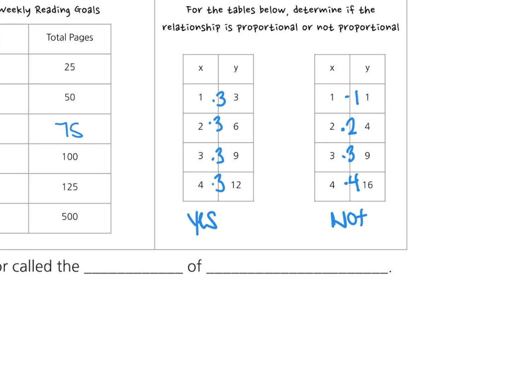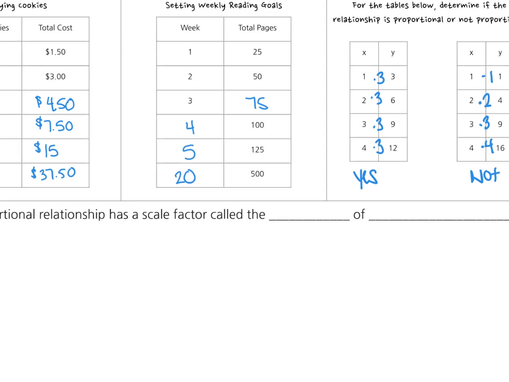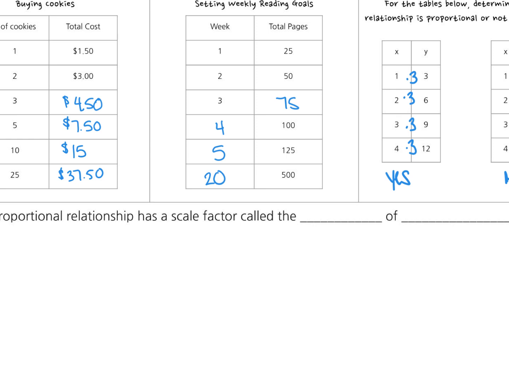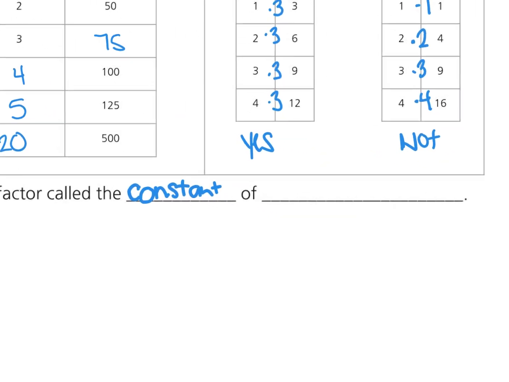Nice job. Good. All right, so for this bottom section, this is a new term that we did not talk about last year, but you're going to hear it a lot over the coming weeks. Every proportional relationship has a scale factor called the constant of proportionality.